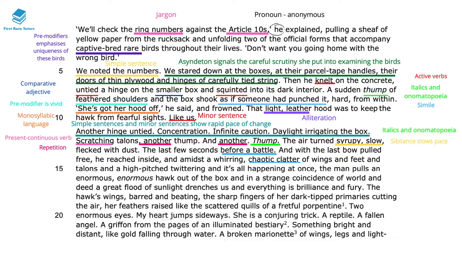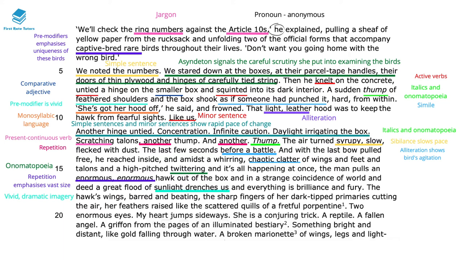Furthermore, the terms "before battle, chaotic clatter", here the alliteration shows the bird's agitation. Furthermore, she uses the onomatopoeia "twittering" to now highlight the sound it's making. It's now really, really becoming impatient. Not only is it trying to force its way out of the box, it's now screaming and shouting and trying to get out, and of course it's twittering. Furthermore, the repetition of the term "enormous" really emphasizes the vast size of this hawk.